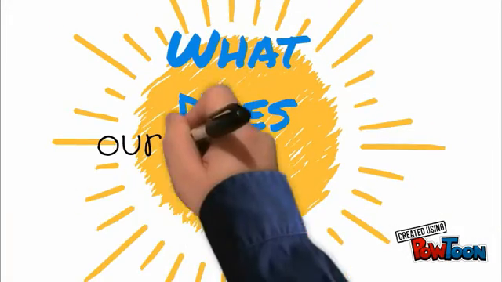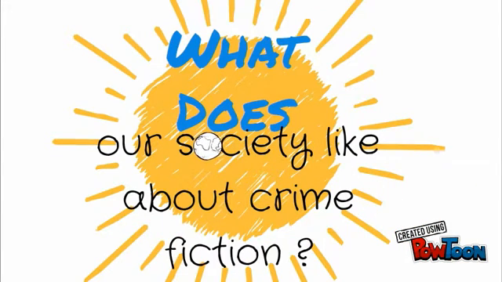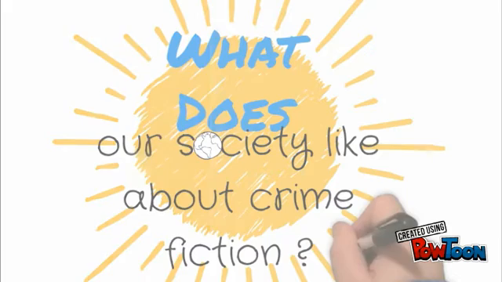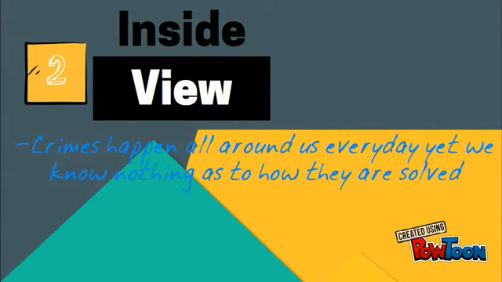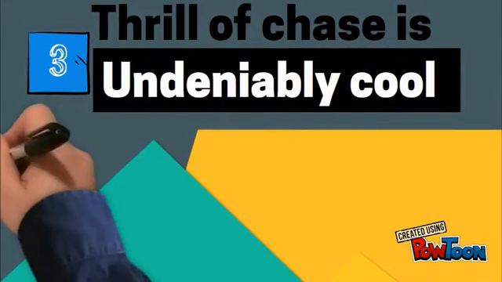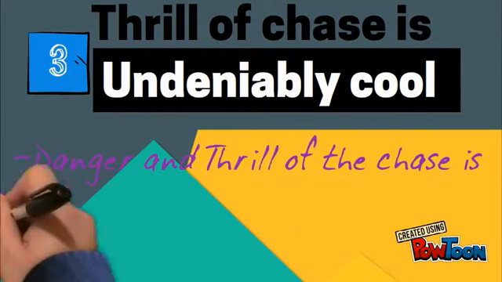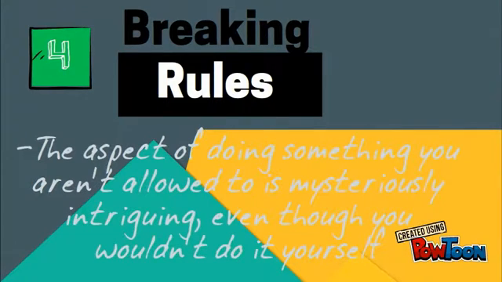In order to compose a good crime fiction novel, we must first understand what our society likes about the genre, before analysing the technical side. So let me start by giving you an overview of what our society likes about crime fiction. For starters, we use crime fiction as a form of escapism, something all around us, yet we know nothing of. It's this inside view that we enjoy. It's undeniable that the thrill of the chase is cool, and the rebellious aspect of doing something we aren't allowed attracts us. We know it's wrong, but reading about it all is exhilarating.